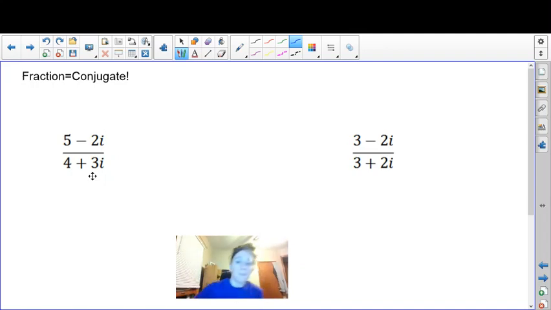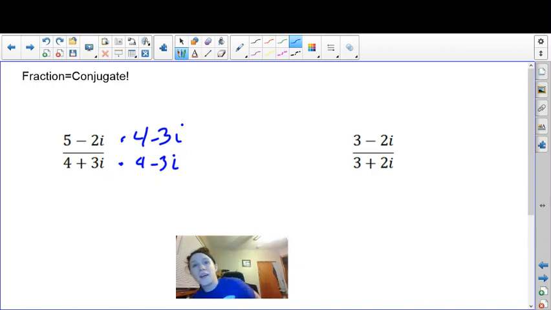So I'm going to go ahead and multiply this thing by 4 minus 3i. And you'll see why I don't want to change that first sign as well in just a second. Now, if you notice, I have 2 terms and 2 terms, so again, we're going to have to use that foiling, which is why we practiced that in the last slide.